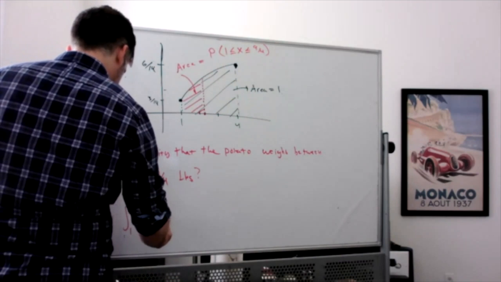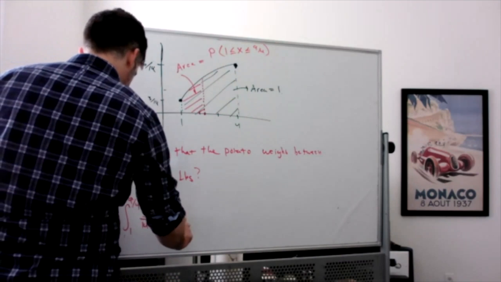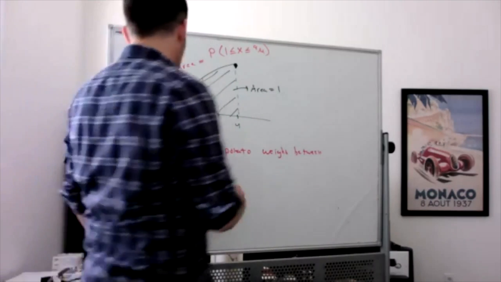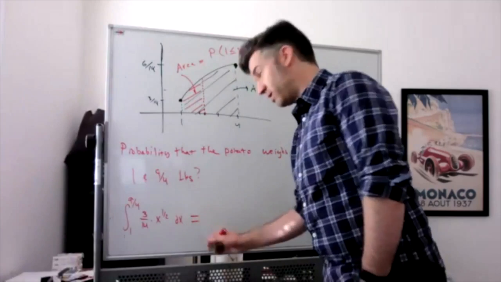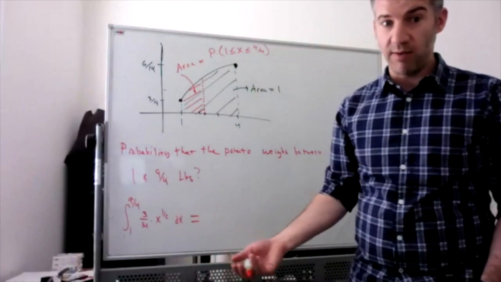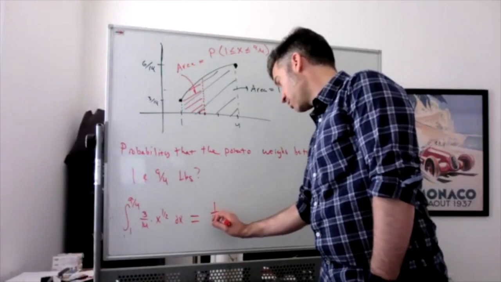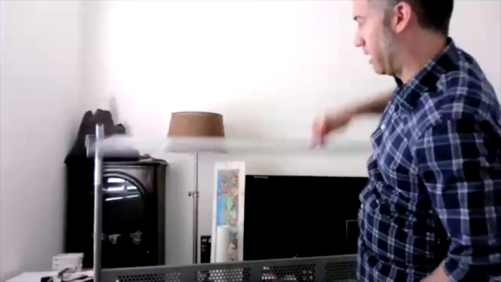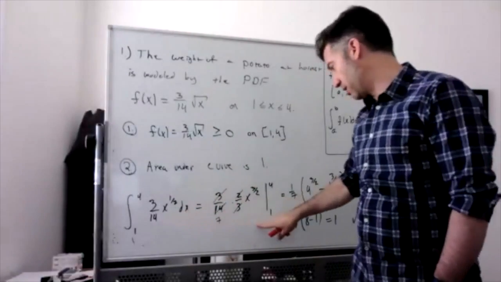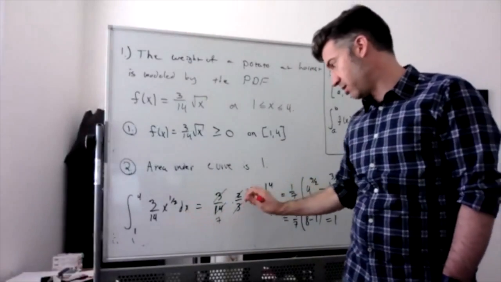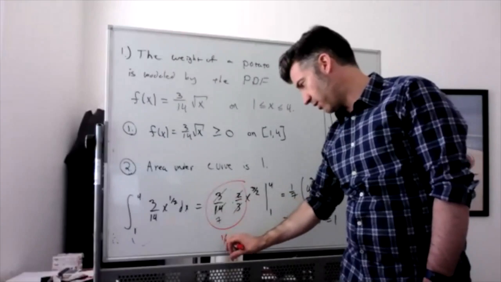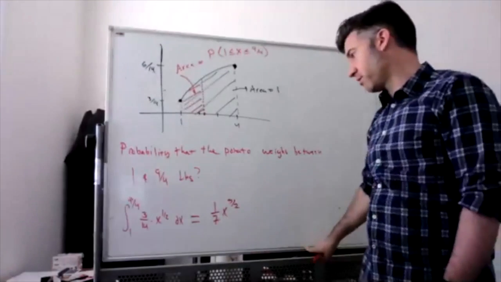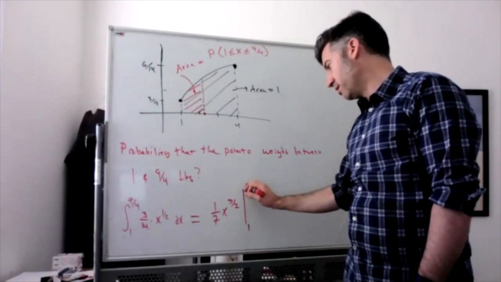3/14 times x to the 1/2. We've already integrated this, so we know how to do it again, right? The integral of 3/14 x to the 1/2 is 1/7 x to the 3 halves. We did that work on the other side. The integral ended up being this, which was 1/7 times x to the 3 halves, from 1 to 9/4.